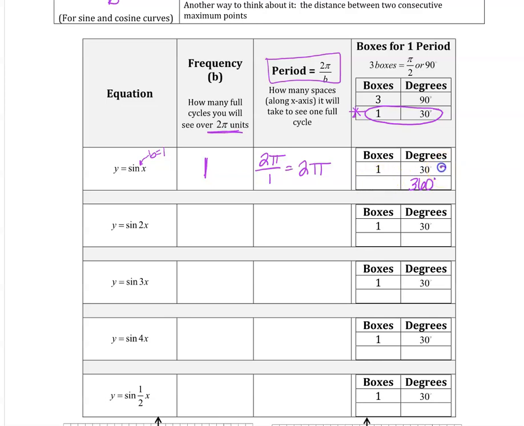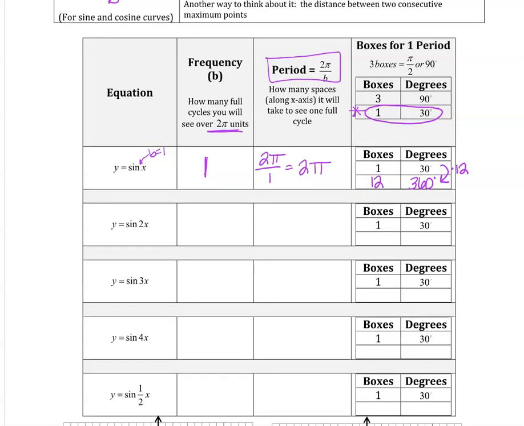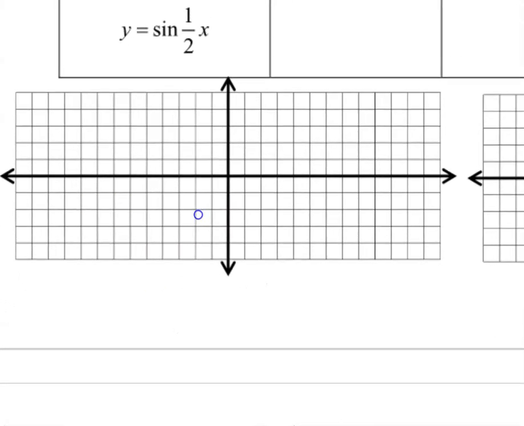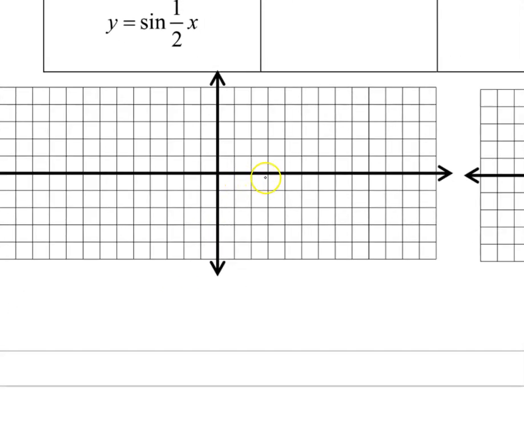Now I'm figuring that out because I'm like, okay, if every one box is 30 degrees, times 12 would be 360 degrees. And there you have it. And I'm going to go ahead and graph this below because this is exactly what we've been doing. Okay, so on the grid below, I'm going to zoom in here because I'm on a tablet. Every 3 boxes is pi over 2.